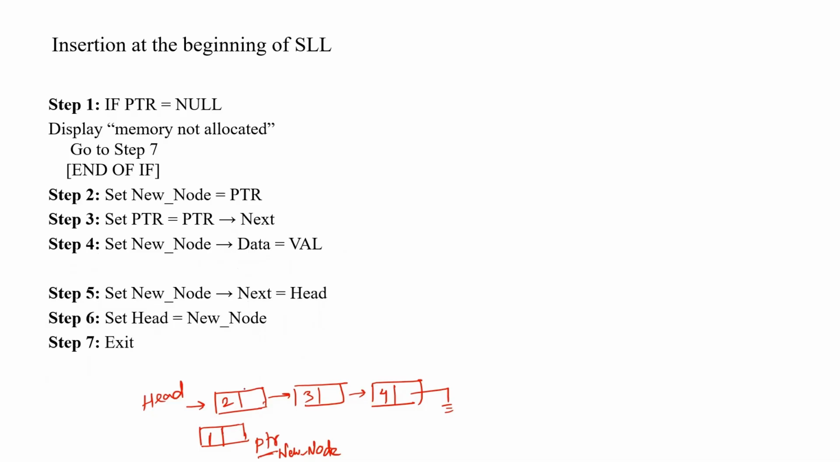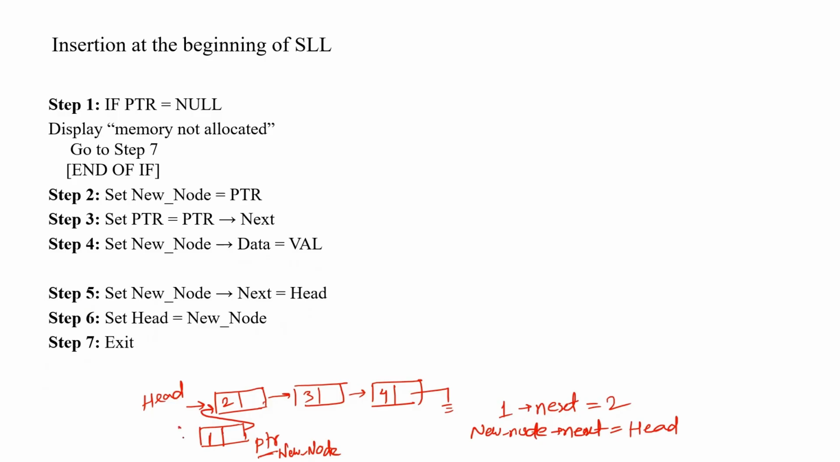Next, we have to connect this new node with the 2. So I want to connect 1 with 2. In a simple way, you can say 1 to next is equal to 2. Now you know the name of the 1 is new node. So we are doing new node to next is equal to 2. And 2 is your head. That's why we are writing step number 5: new node to next is equal to head. Now this node is connected with the 2.